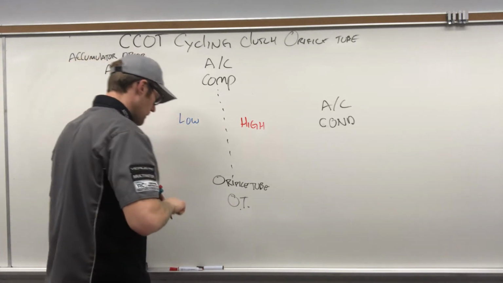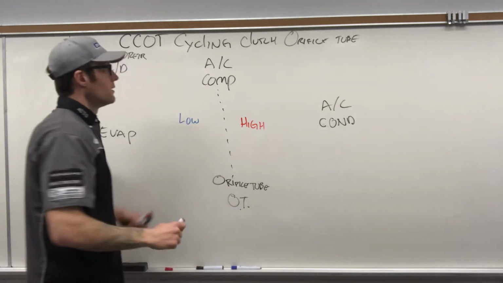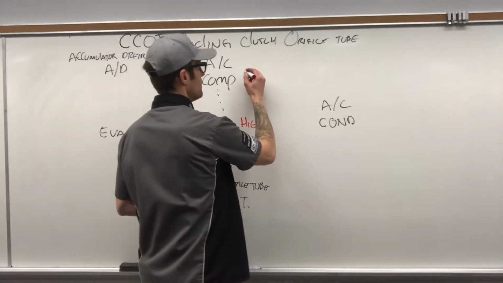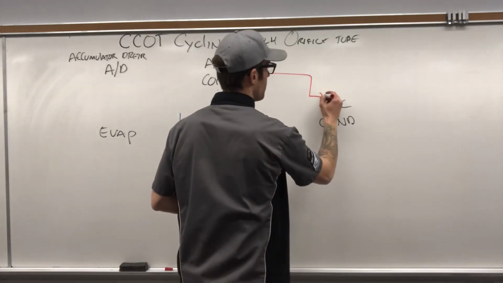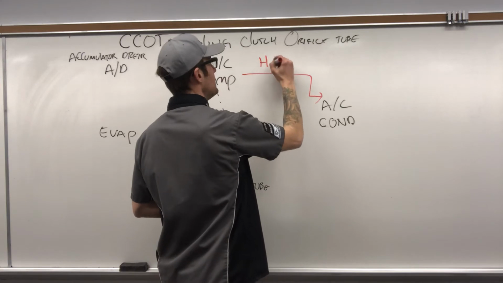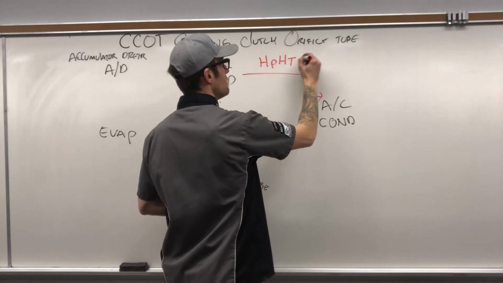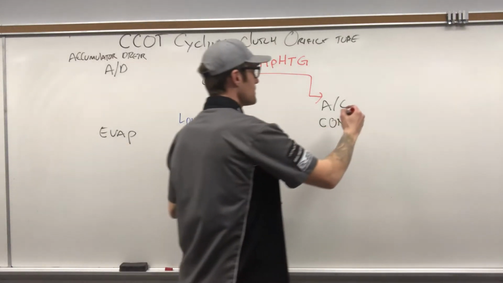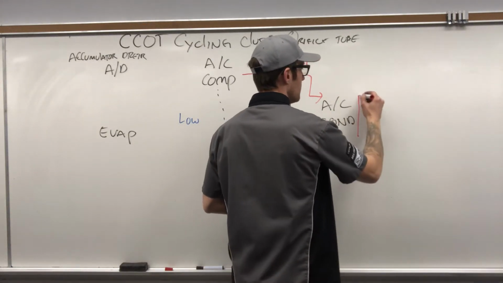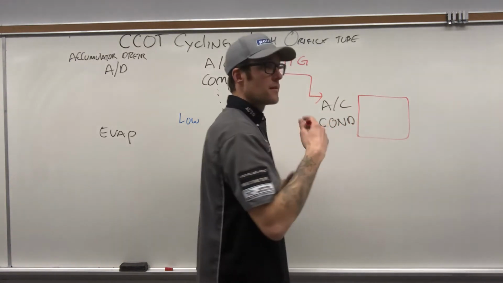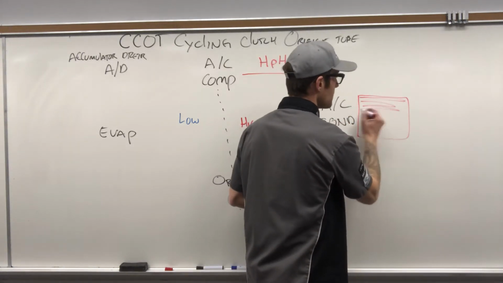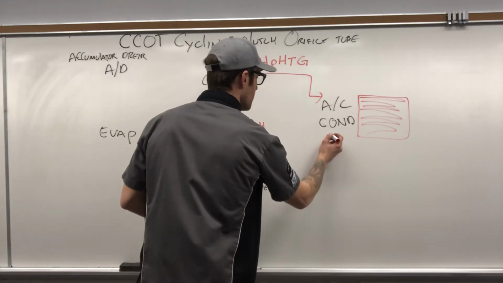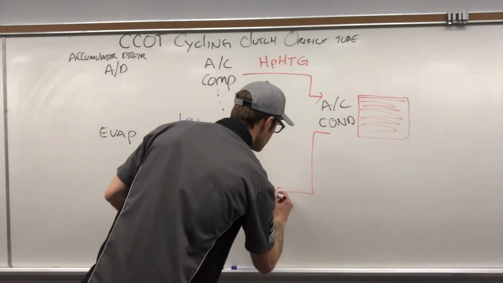Okay, so let's keep the loop going. So compressor is always sending out high pressure, high temperature gas. So it's working its tail off. So HP, HT, G. So high pressure, high temperature gas. So the condenser is always getting its gas in the top. This is going to slowly cool down and condense to the bottom. So from there, we are going to be going out into this orifice tube.